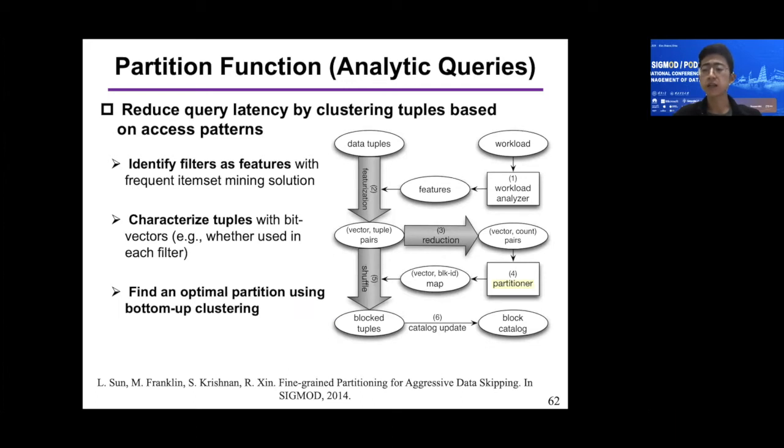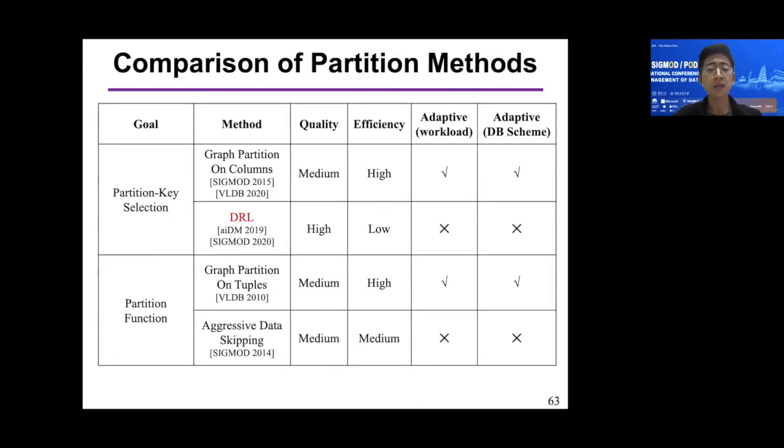First, it identifies the query filters as features, and then we can characterize each tuple with a bit vector, and each bit represents whether the tuple is used in the query filter. And finally, they just find the optimal partition from the bottom up with a clustering-based algorithm. In this table, we have summarized the differences of the partition methods.